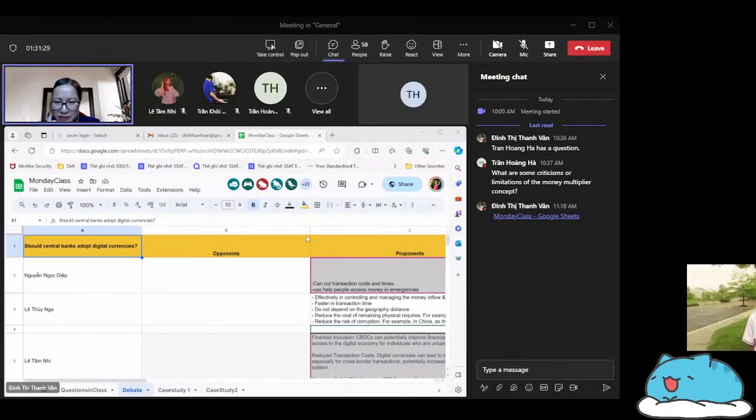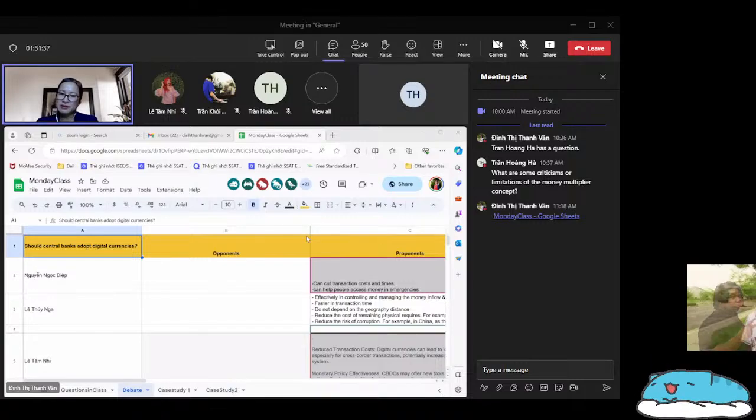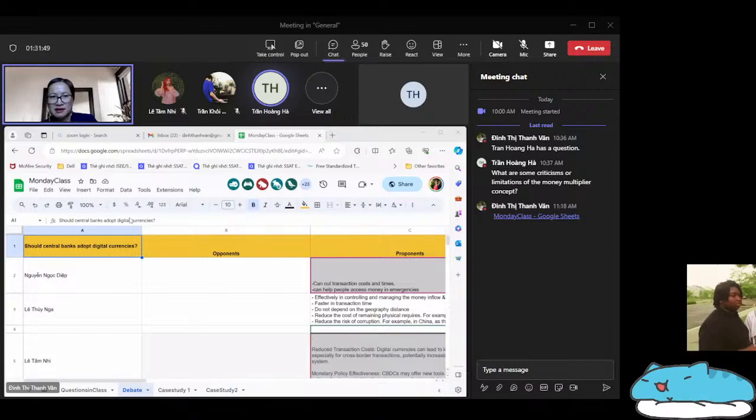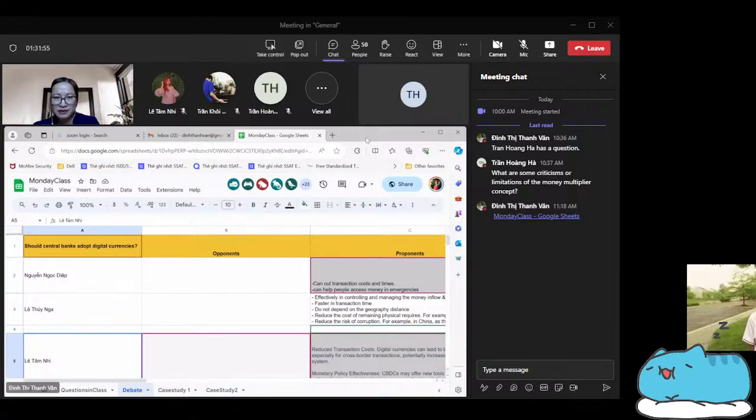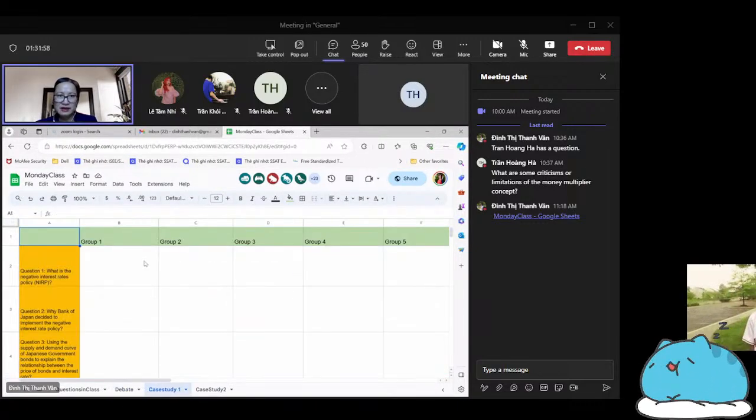Last time I remember somebody created the Google Sheets for me. Can you put it into the case one study in my sheets here? I don't remember who did it for me. Oh, okay. Yeah, I will put it in. So, can you help me put the answer of the first session in here in the case study one, so I would know which group has the answers and what their answers are?